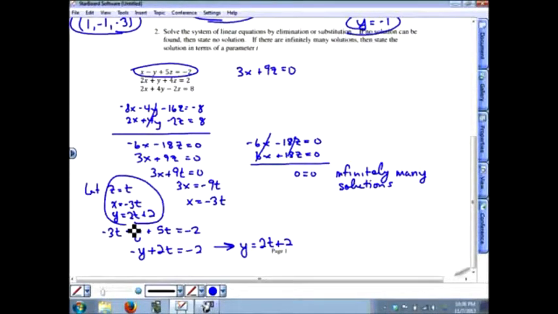So those are the values of all three of the variables. z equals t, x equals negative 3t, y equals 2t plus 2. So your solution, x is negative 3t, y is 2t plus 2, z is equal to t.